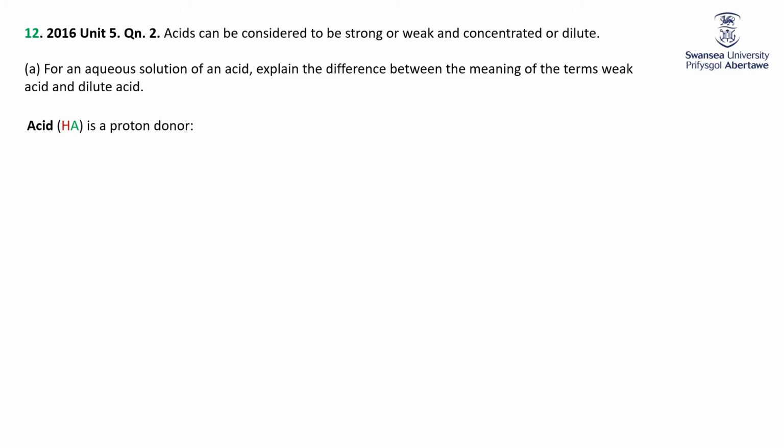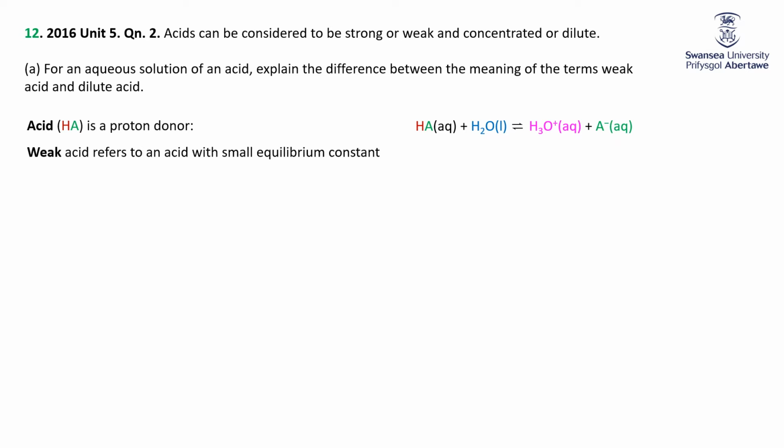Okay, well, an acid is a proton donor. So if we just write out the general expression HA plus H2O, the acid donates the proton to the H2O, leaving behind H3O plus and A minus. Okay. Thus, we have an equilibrium established, which can be described in terms of a Ka. A weak acid is simply an acid that has a small equilibrium constant. You can have a 10 molar solution of HA or a 0.0001 molar solution of HA. And if it's got a small Ka, it is a weak acid.